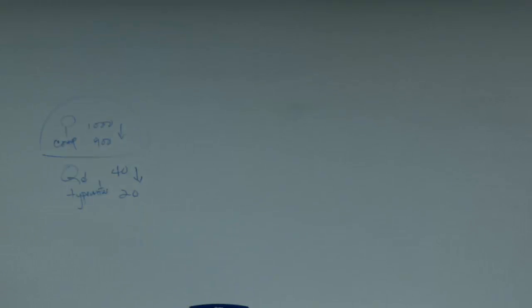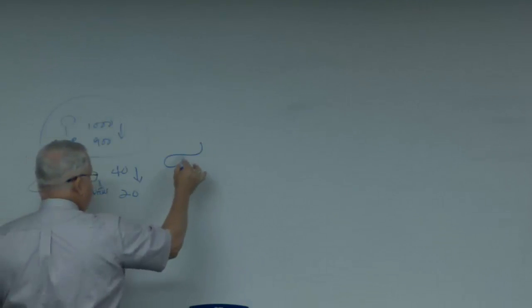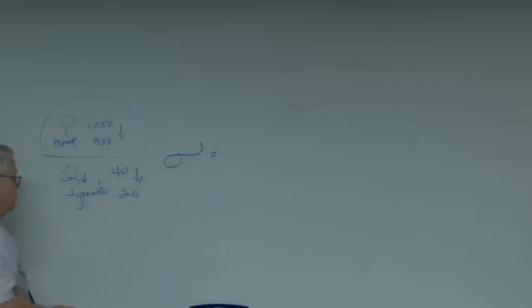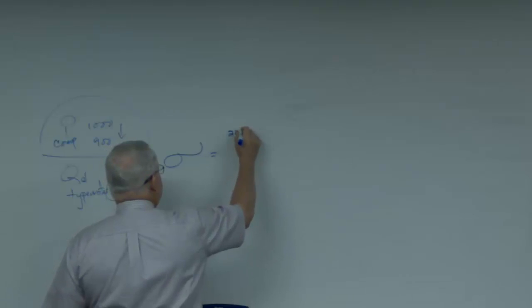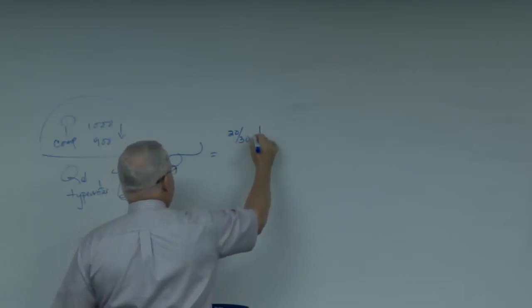What is the cross elasticity between the two? How do you set up the cross elasticity? Again, my symbol sigma. Which one of those elements goes on the top of the calculation? Quantity always goes on top. Which product did they give you the quantity for? Typewriters. They said typewriters went from 40 to 20. So you had a change of 20 over an average of 30. Typewriters.